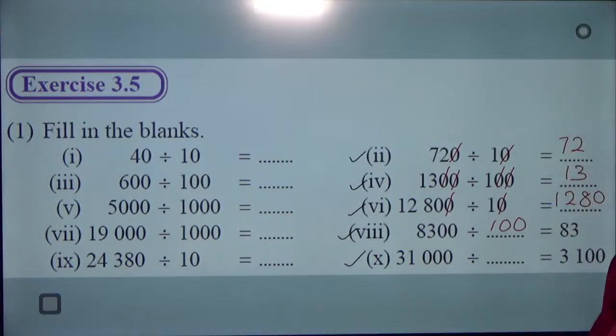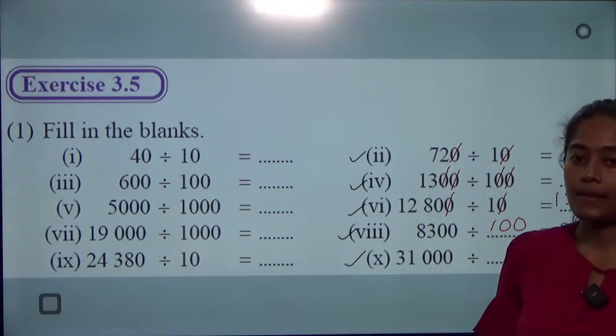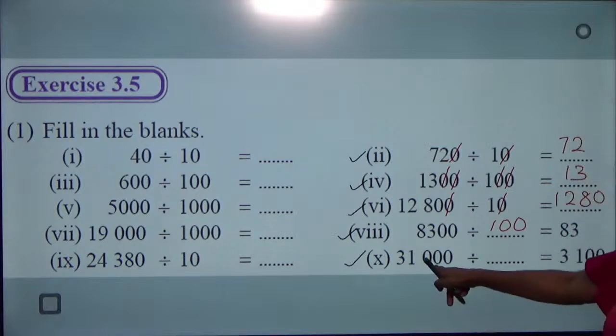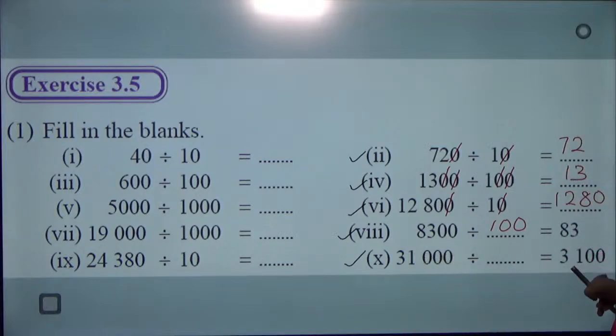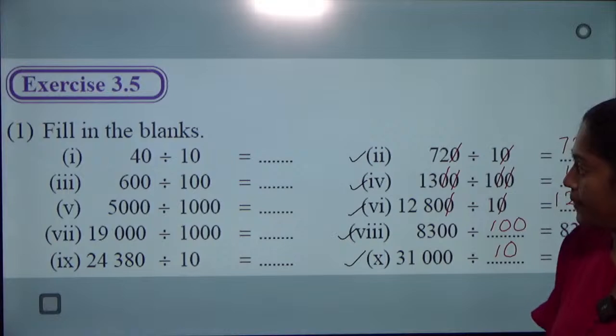Tell me the answer for the last one. Last one, what is the answer? Here we have three zeros. The final answer has two zeros. Then 10. The answer should be 10. Okay.